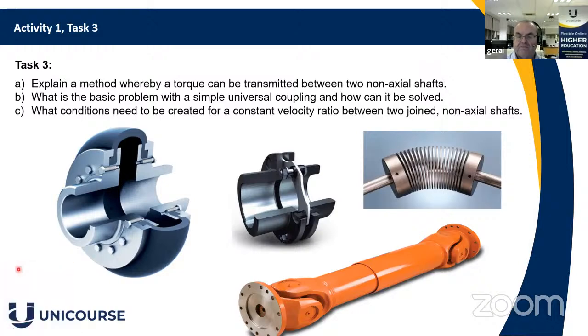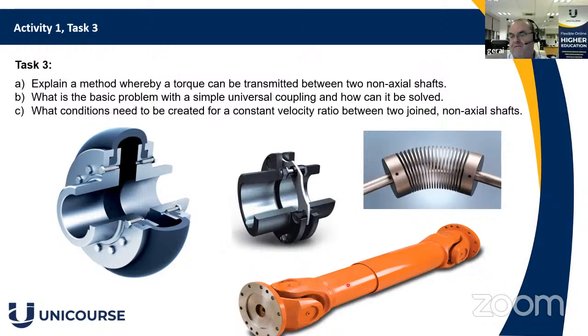Let's put the pointer on so we can see it a bit better. So this is another close coupling. Again, they have limited amounts of flexibility. They can only cope with a limited amount of misalignment. So they're not really flexible couplings, but they do allow for misalignment of the shafting systems. So they're referred to as close coupling systems.